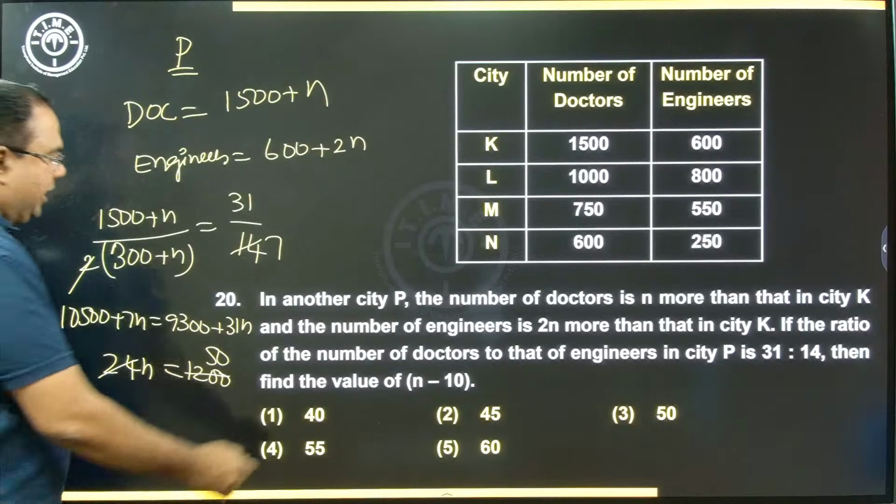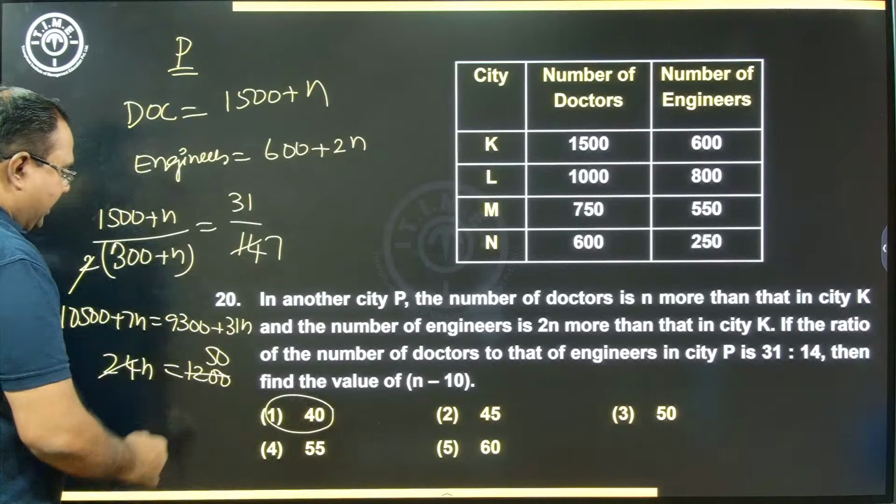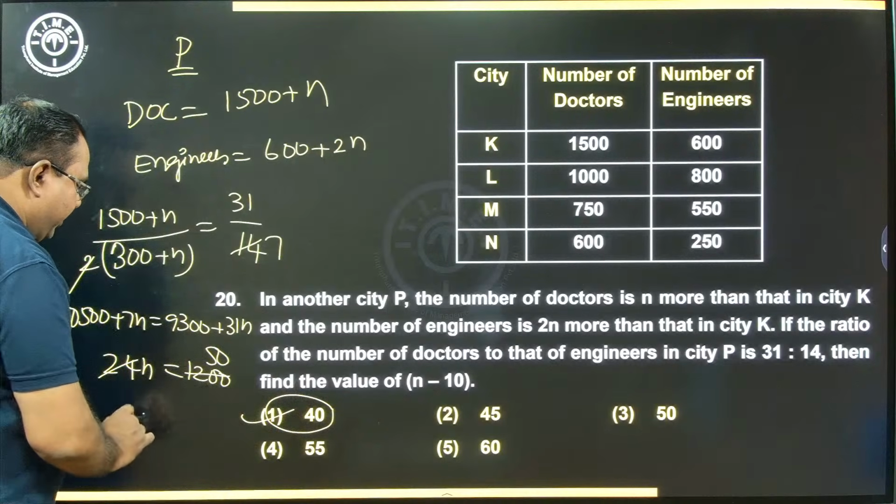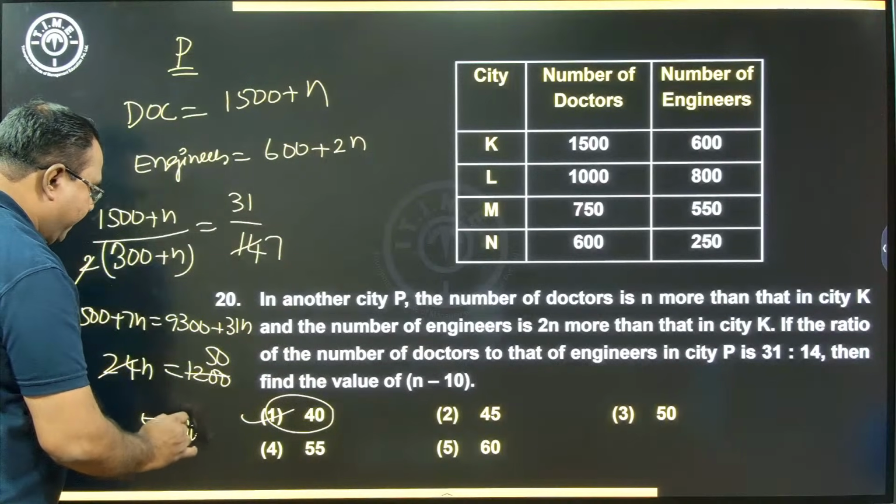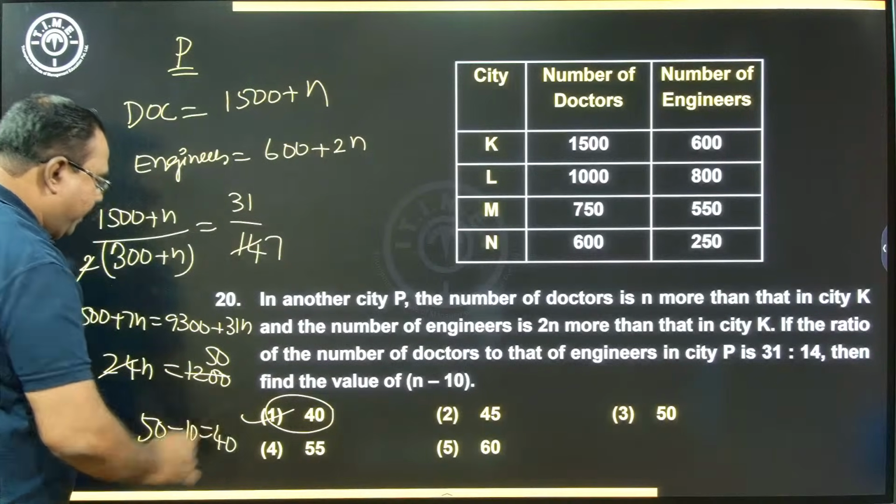If N is 50, find the value of N minus 10. So it has to be 40. 50 minus 10 is 40.